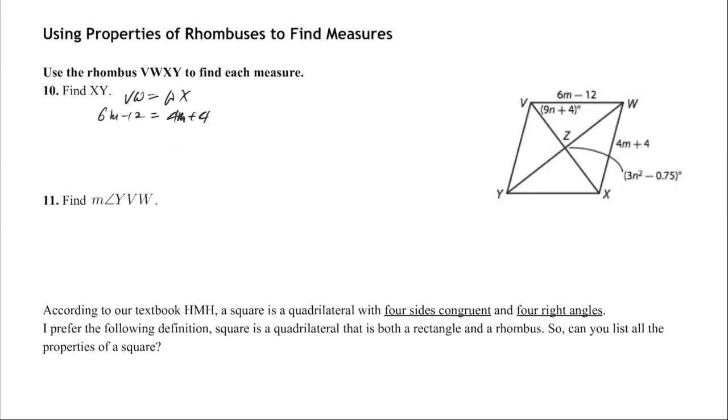Solving for that, moving 4m to the other side gives you 2m. Moving the negative 12 to the other side gives you 16. So m must be 8. But we're looking for xy, right?